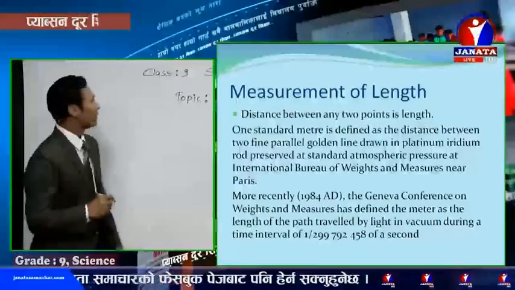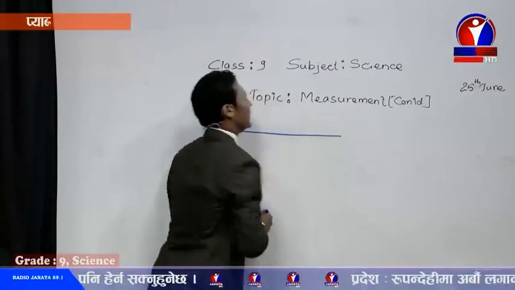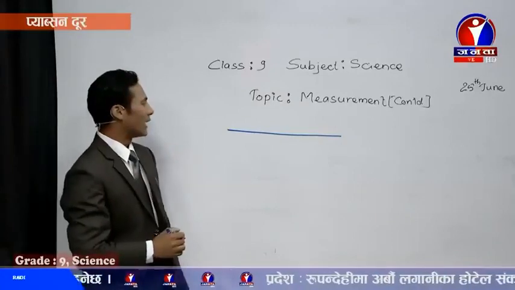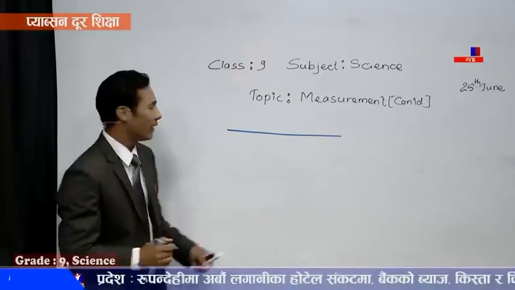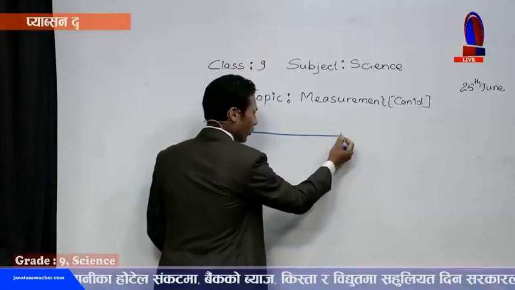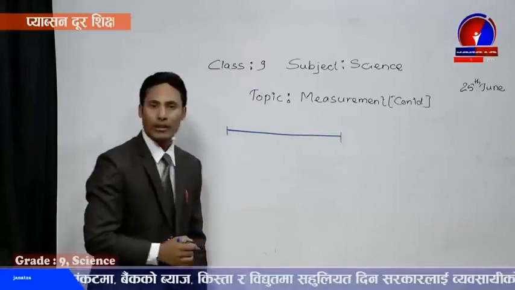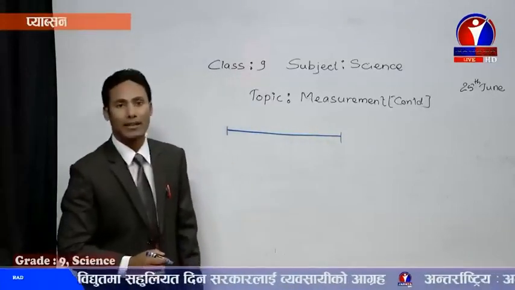So what is measurement of length? Suppose I have one line here, right? And if I want to know the length of this, then it is the distance from the initial point to the ending point. So the distance between the 2 points is known as the length.